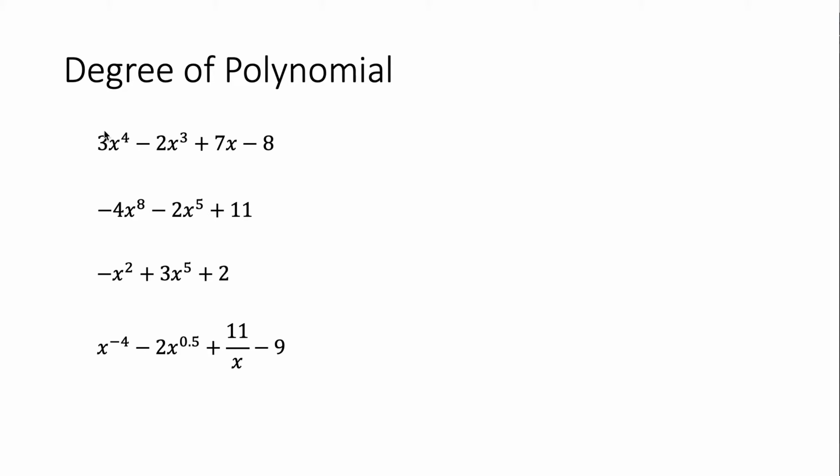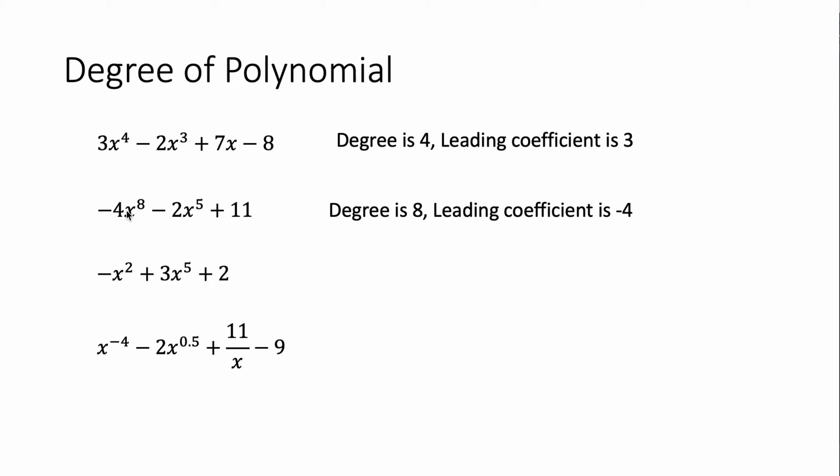So let's have a look at this. Here's a polynomial. What's its degree? Well, it's 4, and the leading coefficient is 3. This one, degree is 8, leading coefficient is negative 4. This one, degree is 5. That's the highest power. I wrote it in non-standard form. So highest power, and this is the leading coefficient, right?